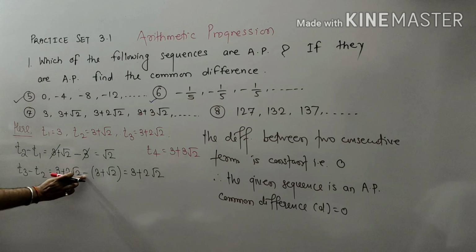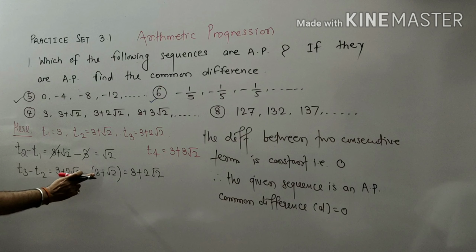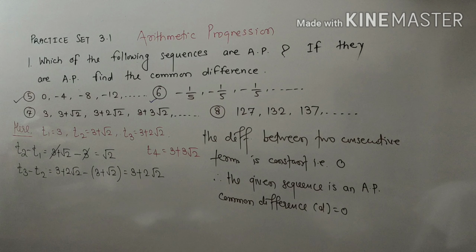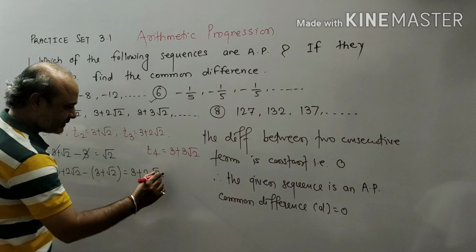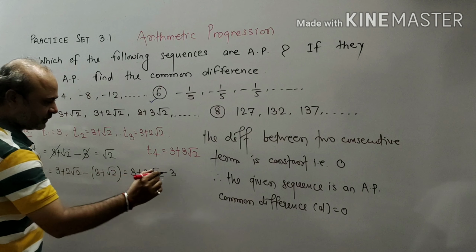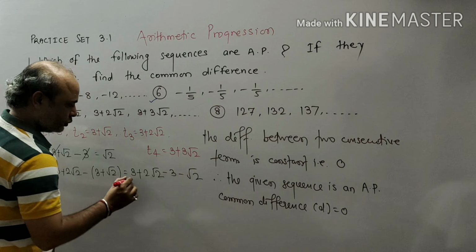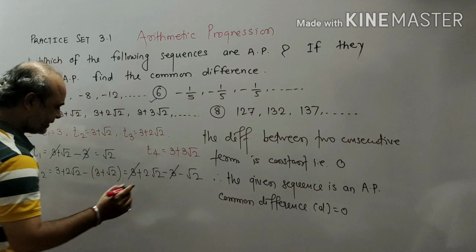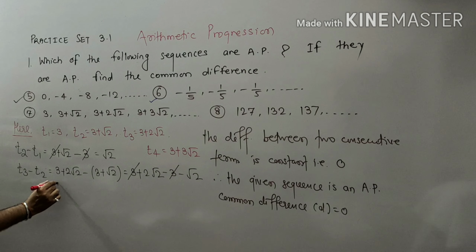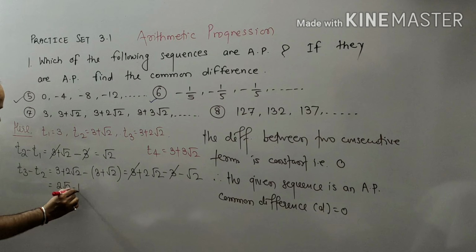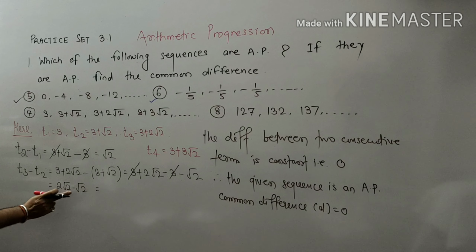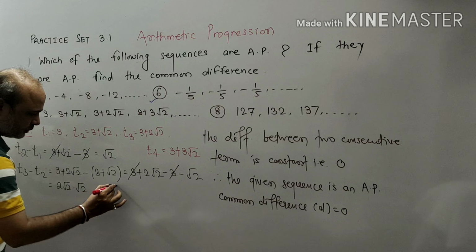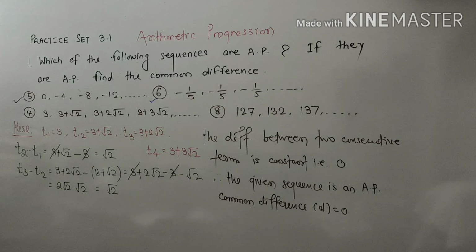Now you will open the bracket. When you open the bracket, plus becomes minus: this plus 3 becomes minus 3 and this plus root 2 becomes minus root 2. So here plus 3 minus 3 cancel out. You will get 2 root 2 minus root 2. So 2 root 2 minus 1 root 2 is what, student? Root 2.